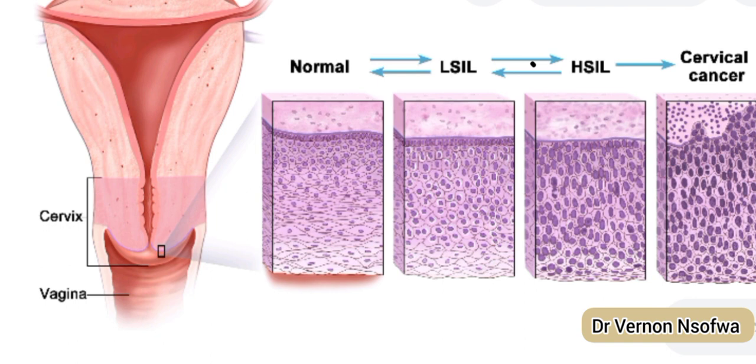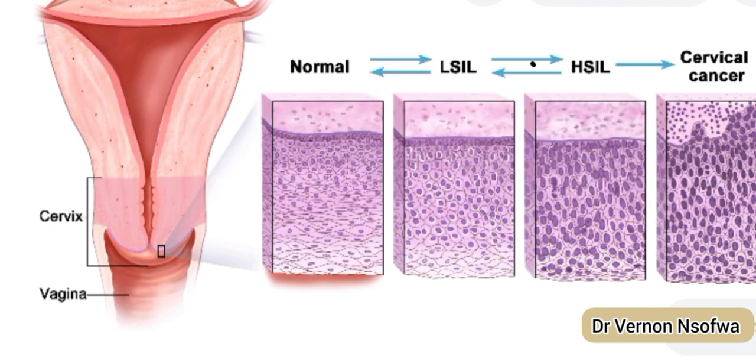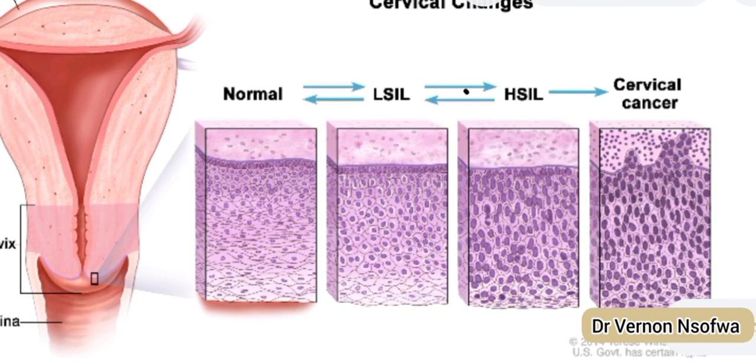But what you should know is that at the transformation zone, we have a lot of immature squamous cells. And those immature squamous cells are susceptible to HPV. HPV, the human papilloma virus, is a sexually transmitted virus that causes cervical cancer. If you look at the first diagram, it simply shows us the normal tissue in the cervix. This is how it looks. This is the normal tissue.